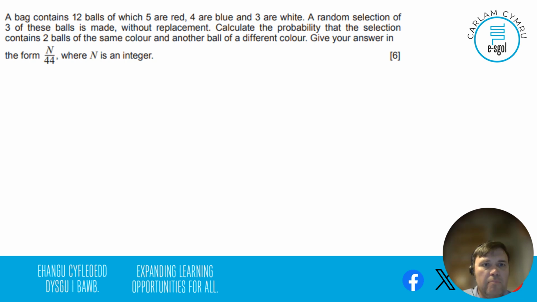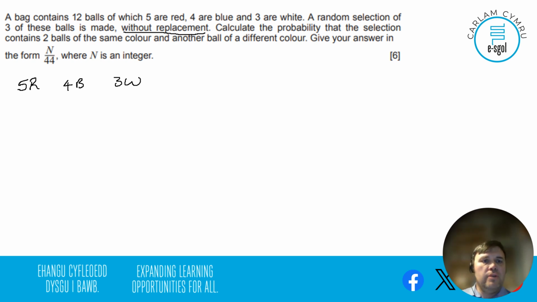So we have 12 balls, 5 red. I always like to put down here how many I've got of each. So I've got 5 red, 4 blue, and 3 white. A random selection of 3 balls is made without replacement. That statement there is very important. Calculate the probability that the selection contains 2 balls of the same color and another ball of a different color. Give your answer in that form.